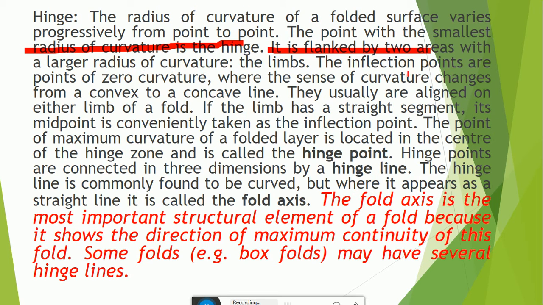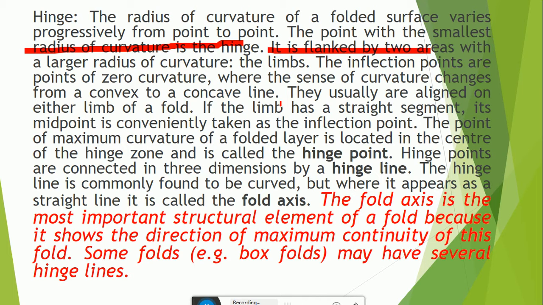In the limb, the inflection points are points of zero curvature, where the sense of curvature changes from concave to convex. They usually are aligned on either limb of a fold. If the limb has a straight segment, its midpoint is conventionally taken as the inflection point.